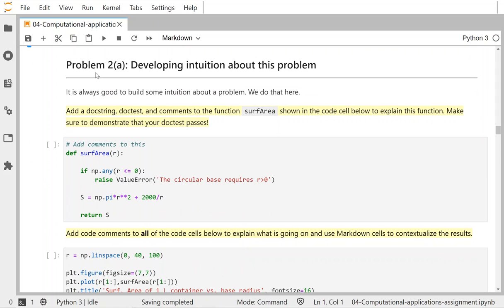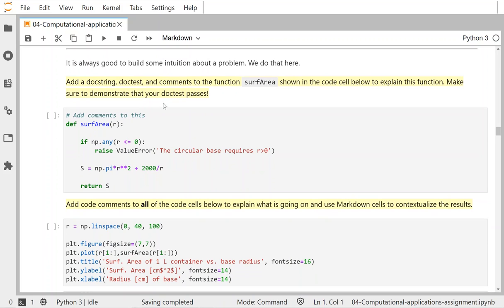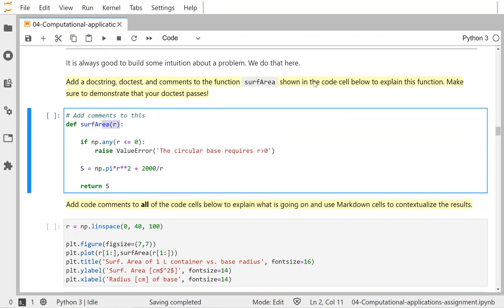All right, what are you asked to do in problem 2a? You need to develop intuition about this problem. It is always good to build some intuition about a problem, and we do that here. The way we do that is by using visualizations of the data and the formulas involved in this problem. So you need to add a docstring, a doctest, and comments to the function surf area shown below, which is a function of r, and you need to explain what this function is. Make sure to demonstrate that your doctest passed.